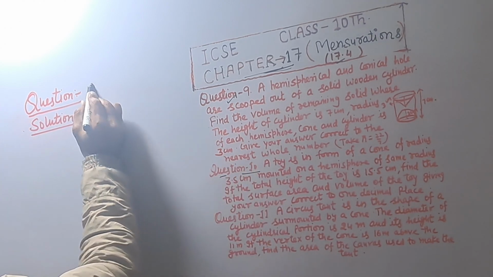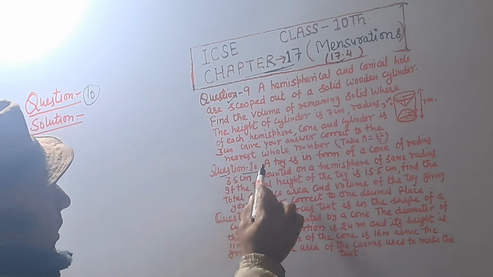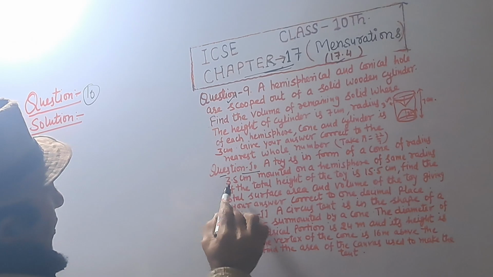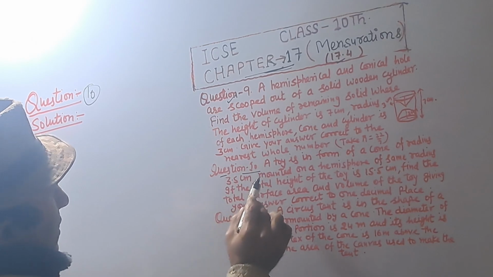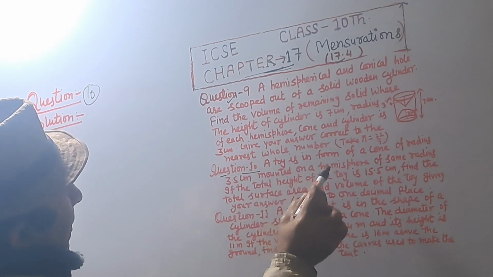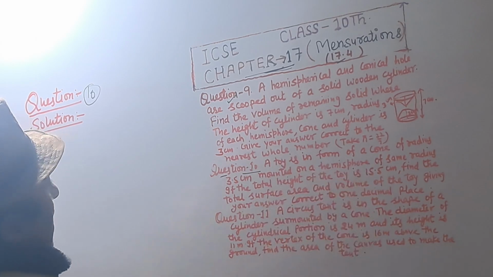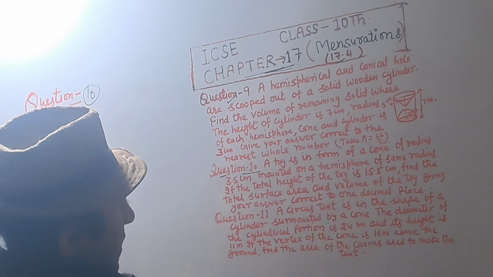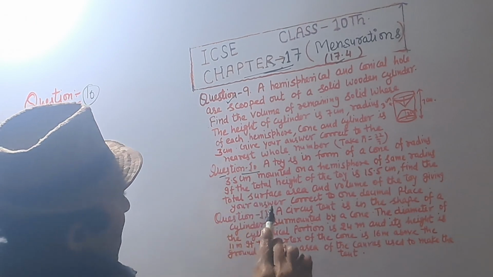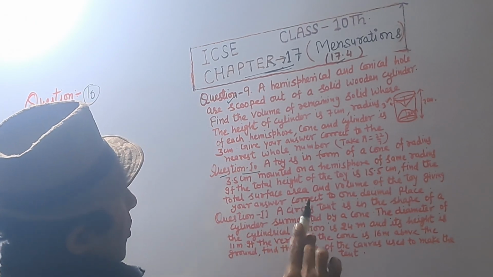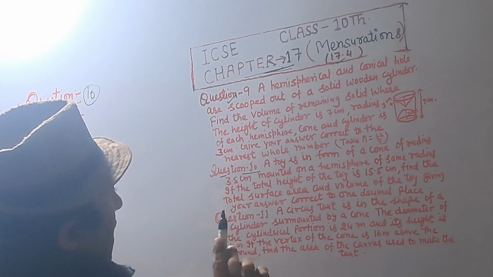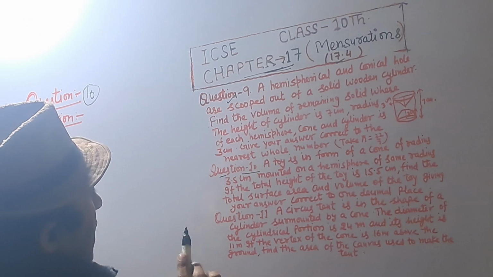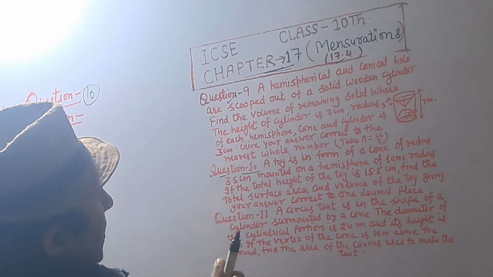Question number 10. A toy is in form of a cone of radius 3.5 centimeter mounted on a hemisphere of same radius. If the total height of the toy is 15.5 centimeter, find the total surface area and volume of the toy. Give your answer correct to 1 decimal place.